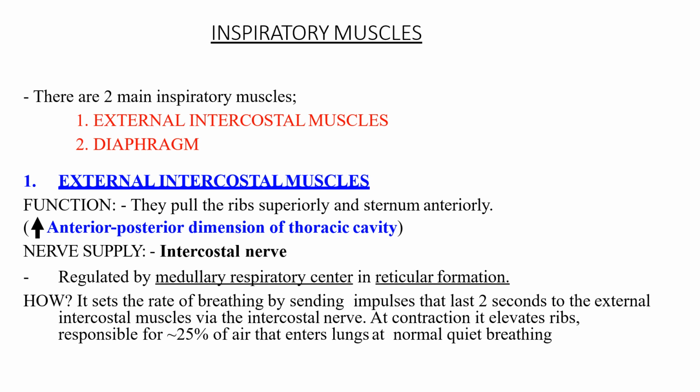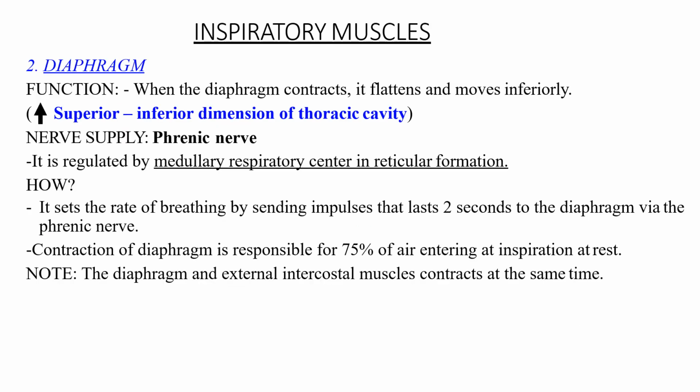It sets the rate of breathing by sending impulses that last 2 seconds to the external intercostal muscle via the intercostal nerve. At contraction, it elevates the ribs, responsible for 25% of air that enters the lungs at normal quiet breathing. So how the muscles are contracted: the medullary respiratory center sends impulses that last 2 seconds to the external intercostal, which elevates the ribs during contraction.